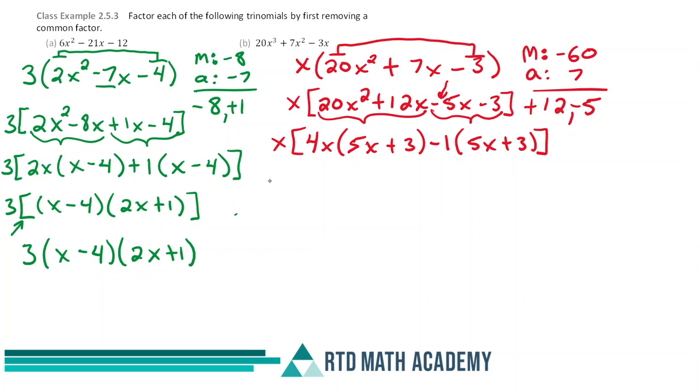All right, so now what we've got, if you like, is just x. And then the other factor would be the one that shows up twice, right? 5x plus 3. And then what's left? So that would be 4x minus 1.